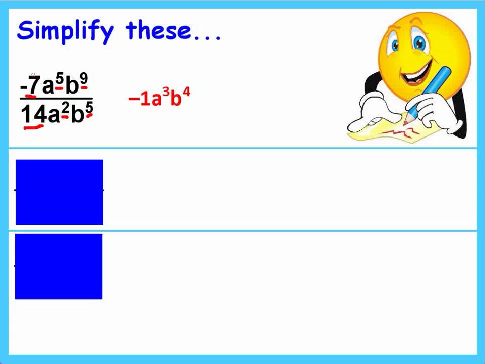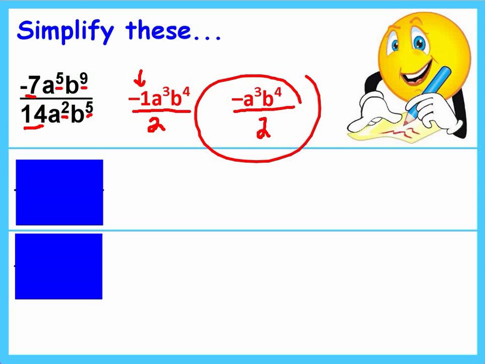negative 1, negative 7 divided by 7 is negative 1. A to the third, b to the fourth, over, we forgot, 14 divided by 7 is 2. So that could be your answer. But remember, in algebra, normally you won't see a 1 as a coefficient, as a number in front. So we'll simplify that to just negative a to the third times b to the fourth divided by 2. There's your final simplified answer.